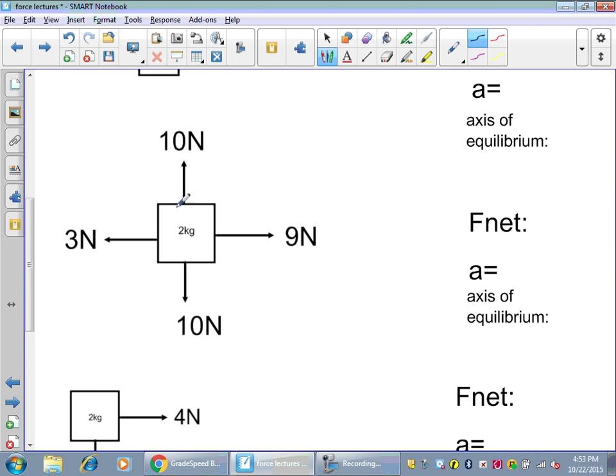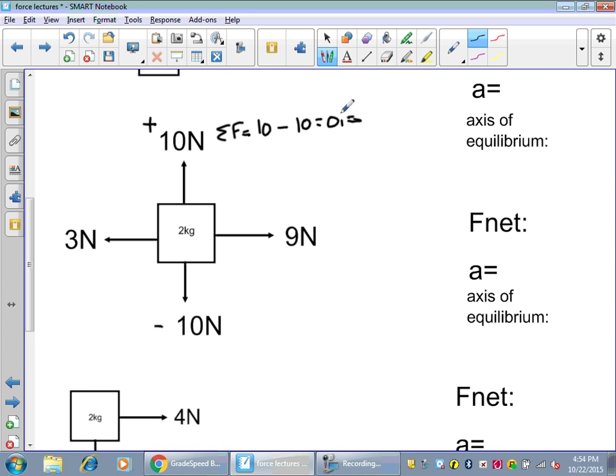Or let's do this one. I have a couple things going on here. Let's go ahead and just look at this. We're going to get my y-axis. What's the sum of the forces? Let's say this is positive, this is negative, right? So I have 10 minus 10, which means I have 0, which means I'm not going to accelerate in the y-axis. I'm at equilibrium in the y-axis.